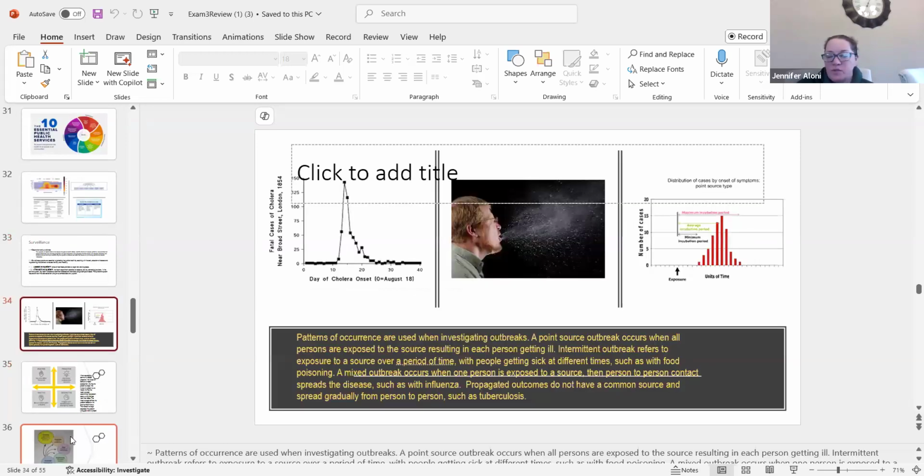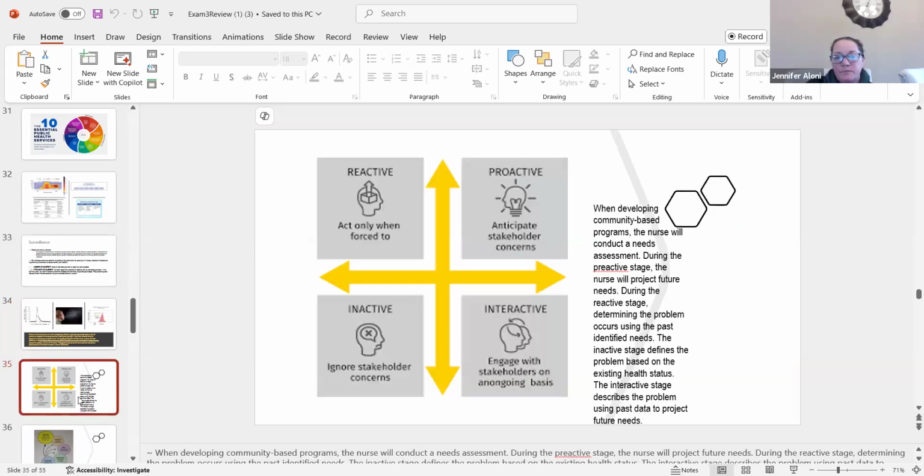Here are our outbreaks. We talked about the 4 different types. We have a point source outbreak, which occurs when people are exposed to a source resulting in each person getting ill. We have intermittent, when you're exposed over a period of time and people get sick, such as food poisoning. We have our mixed outbreak, when one person is exposed to a source, then person-to-person contact, like the flu. And then we have propagated outbreaks, where there's not a common source and it spreads from person to person, such as TB. Remember, in our tight-lived areas, right?